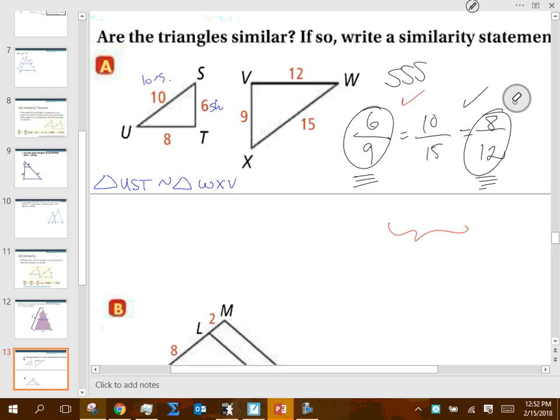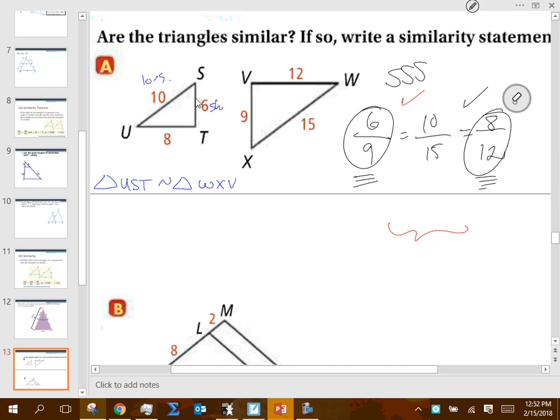So now that we have that similarity statement, what's the conclusion? What can you tell me about angle U compared to angle W? They're the congruent angles. They're corresponding, right? X to X and T to V. Okay? And we're going to find out later in the chapter that T and V are what kind of angles?